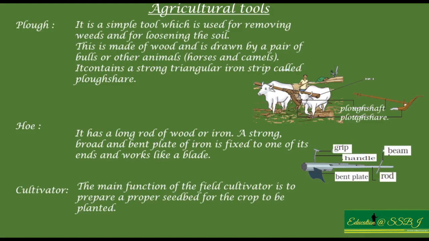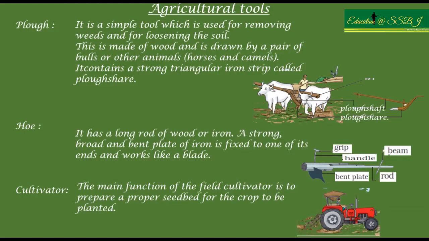And final one is a cultivator. These 3 are important tools. Many other tools are there. And what is cultivator? Cultivator is the one which helps us in making proper seed bed so that we can plant seeds properly, uniformly, with proper distance. And cultivator is sometimes pulled by the tractor, sometimes by animals.